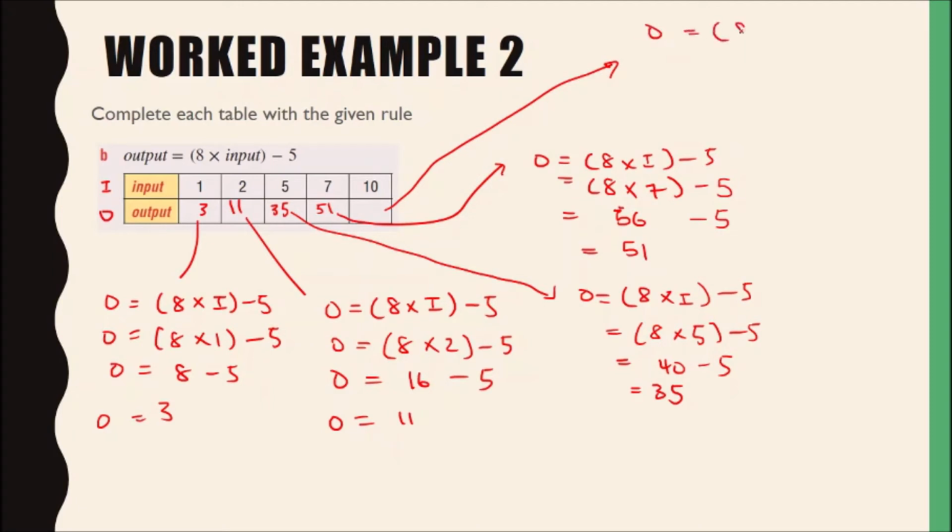O equals 8 times I minus 5. So 8 times 10 minus 5. 8 times 10 is 80 minus 5, so that would equal 75. And so there we have our values.